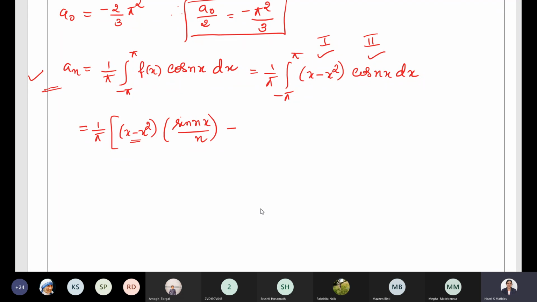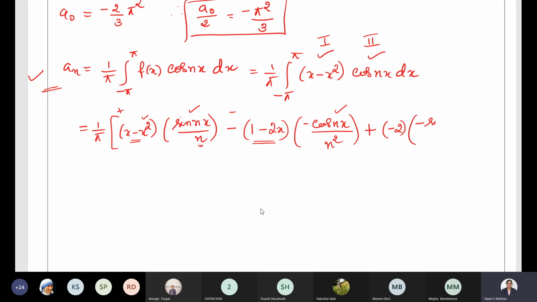Differentiation of x minus x square will be 1 minus 2x. Now integrate this term. Integration of sine is minus cos. So cos nx divided by n, already there is n, so it will become n square. So alternately positive, negative, now positive. Differentiation of minus 2x is minus 2. Integrate this one. Integration of cos is sine, and minus sine is already there. So minus sine nx by n, and n square is already there, so it will become n cube.